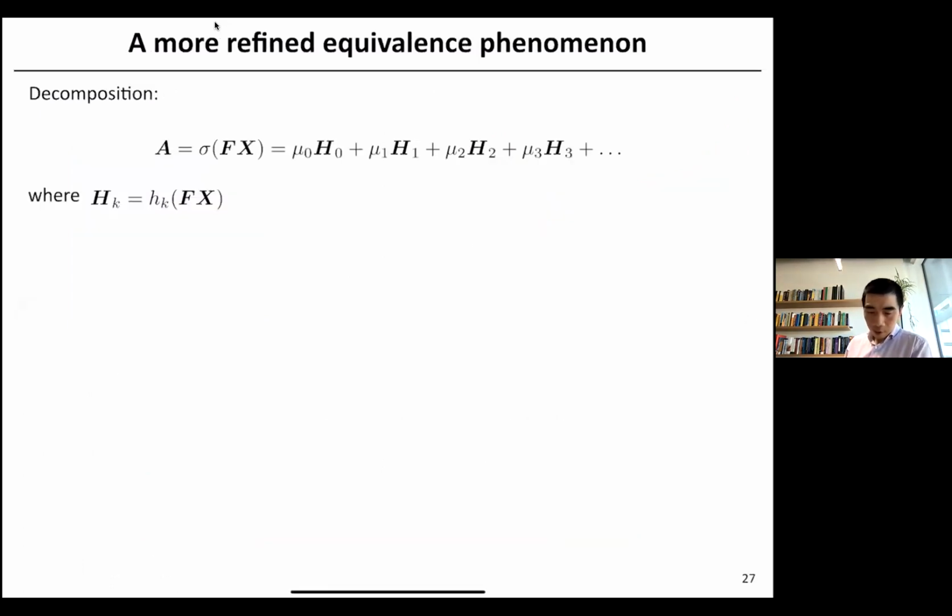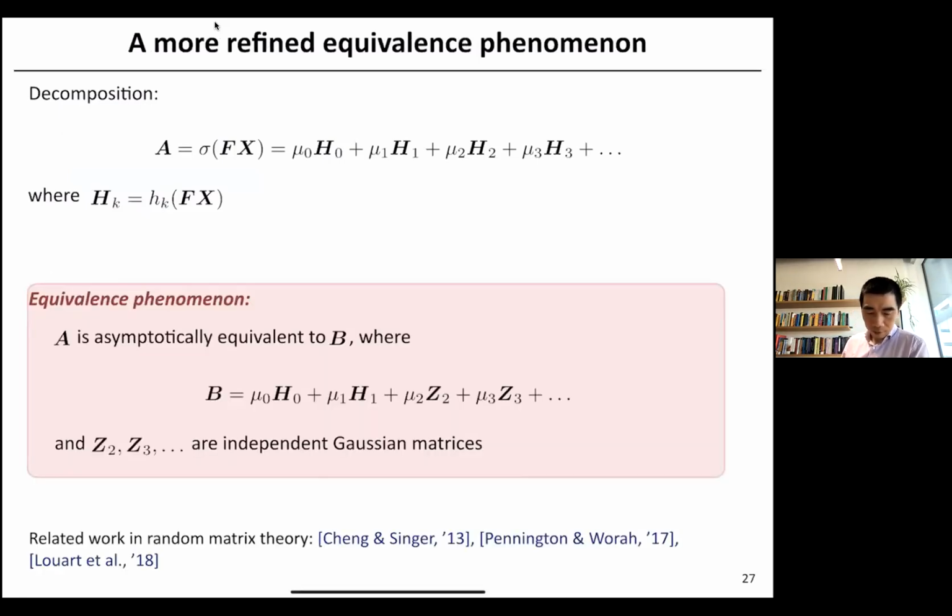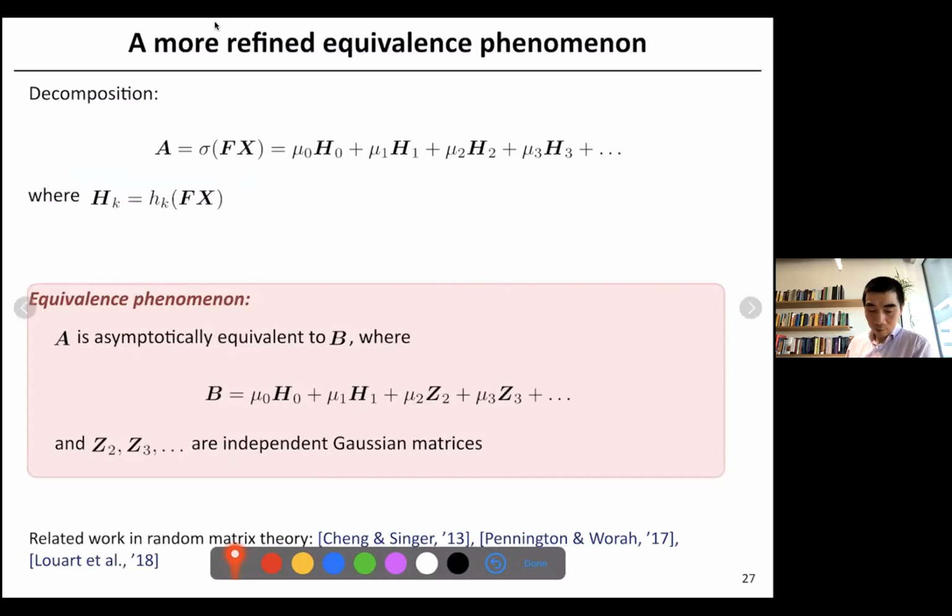Now, what is a more refined equivalence phenomenon? The more refined equivalence phenomenon is the following. Because our matrix A can be written in this way, as a linear combination of these H_i's, then in a high dimensional limit, we say A is equivalent to B, where B can be written again as a linear combination of random matrices.